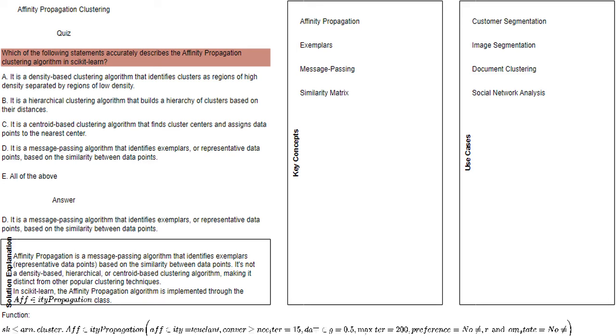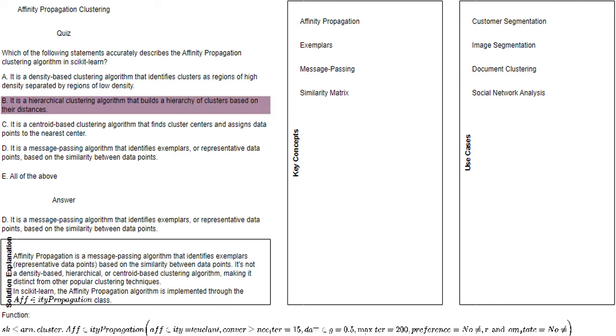Which of the following statements accurately describes the affinity propagation clustering algorithm in scikit-learn? A. It is a density-based clustering algorithm that identifies clusters as regions of high density, separated by regions of low density. B. It is a hierarchical clustering algorithm that builds a hierarchy of clusters based on their distances.